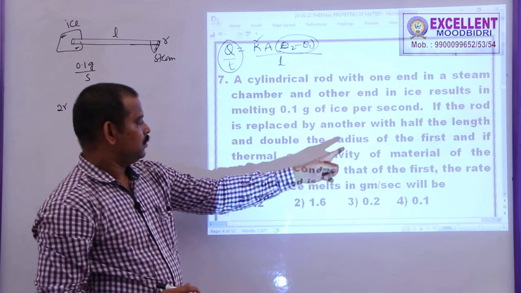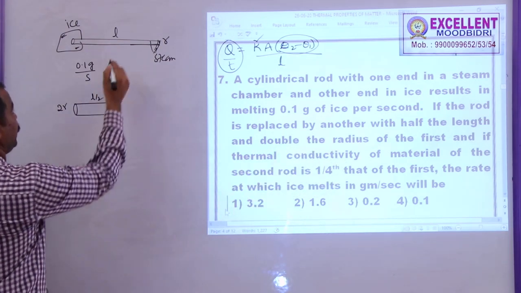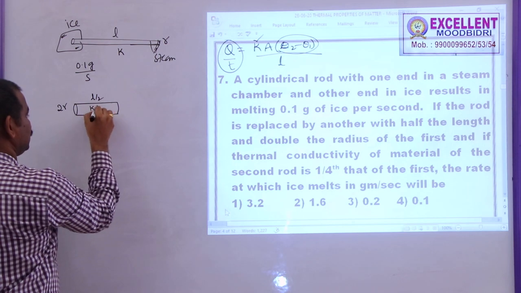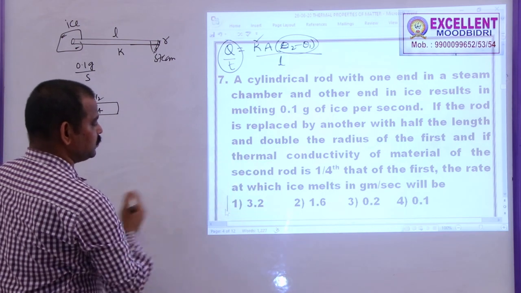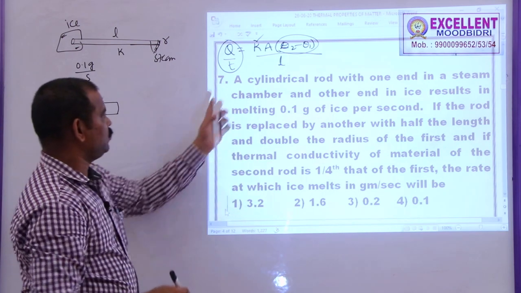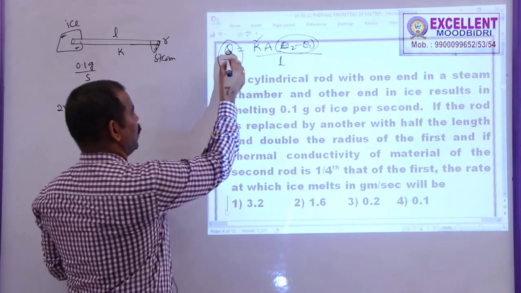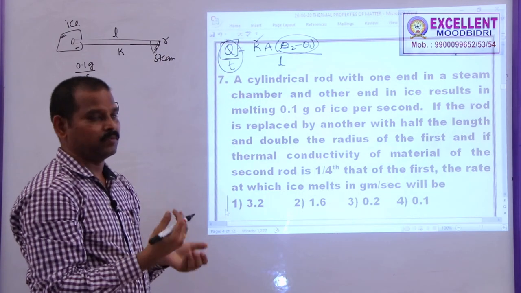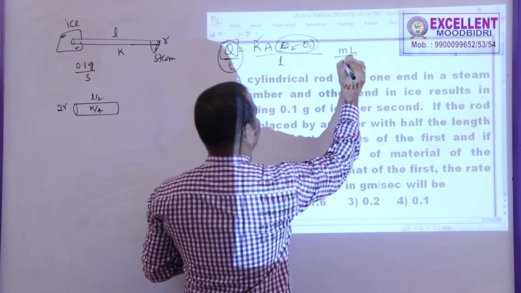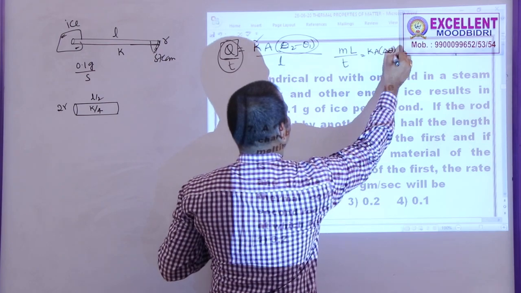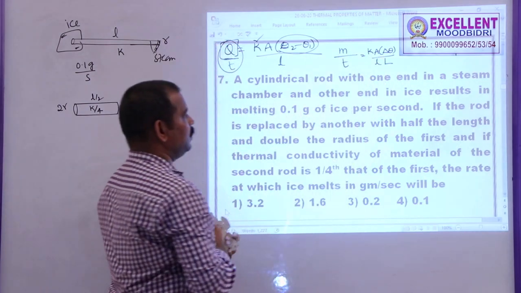Now, if the thermal conductivity of the second rod is 1/4 of the first one, that means these are not made of the same material. This is K, this is K by 4, 1/4 of the first one. The rate at which the ice melts in this one is given by dash. We are going to use the same concept here because heat is flowing through a conductor. So Q by T is this much. What is the quantity of heat here? This quantity of heat is melting some quantity of ice. So you can write: mass of the ice melted times latent heat of ice by T is equal to KAΔθ by L. Remember, this L is the length of the rod, and this capital L is the latent heat of ice.